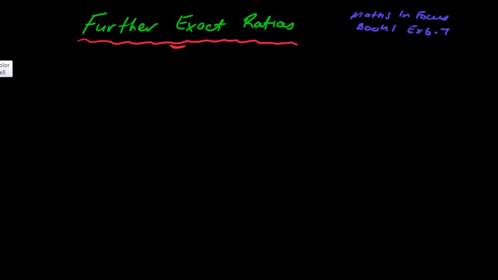We're looking at further exact ratios within trigonometry. This does relate to the Mathematics Book 1 exercise 6.7. We have done a lesson already on exact values within trigonometry, so I might just do a quick refresher of that and then we'll move on to some of the more challenging questions.